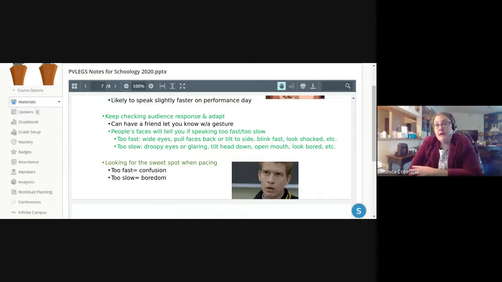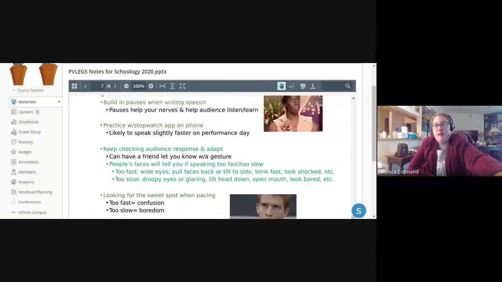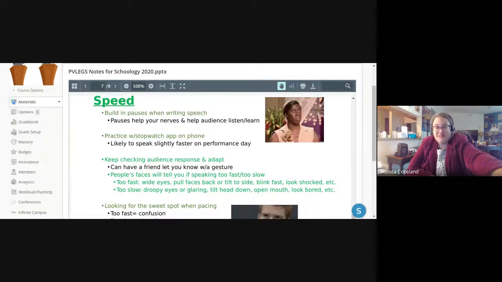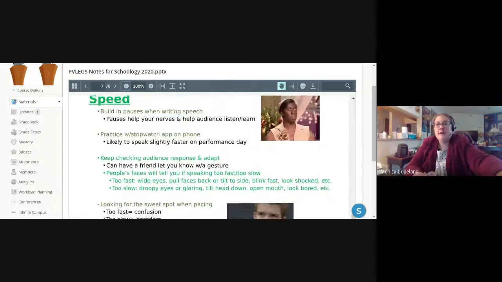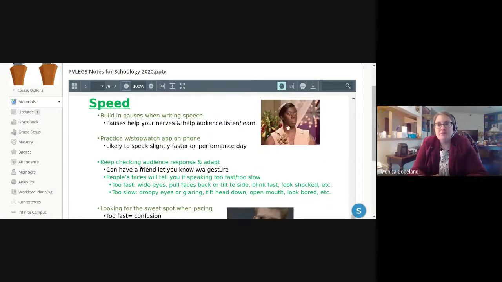A great way to check your speed if you're performing in person is people's faces. I've been teaching a long time. And so this is the pattern. This is what I've seen for people's faces. I used to teach ninth graders. Their faces are always showing what they think. So if you're going too fast, people will make this kind of face.